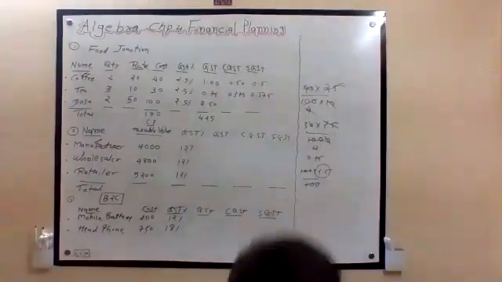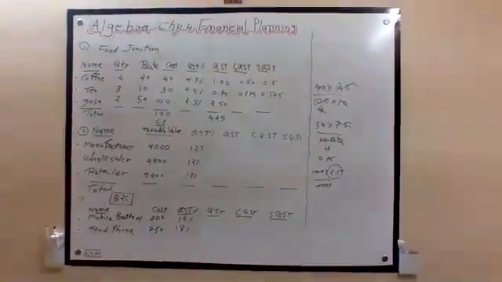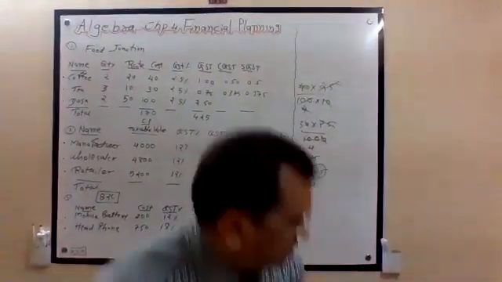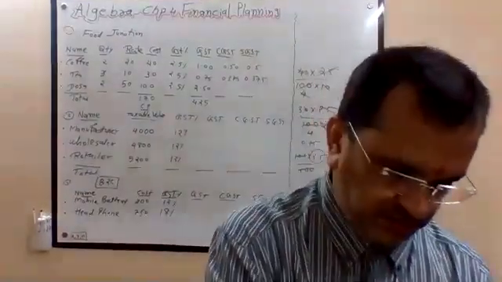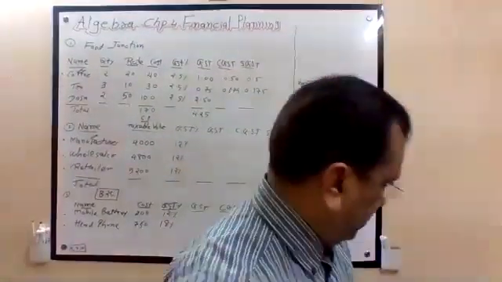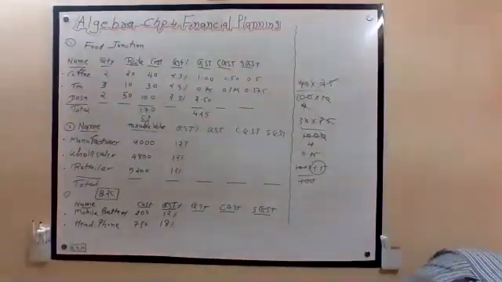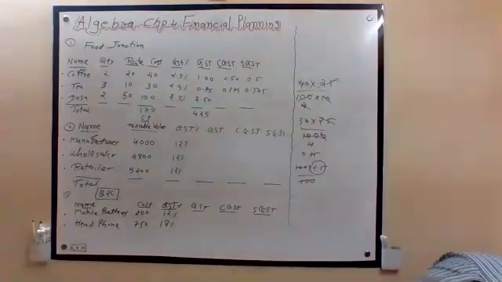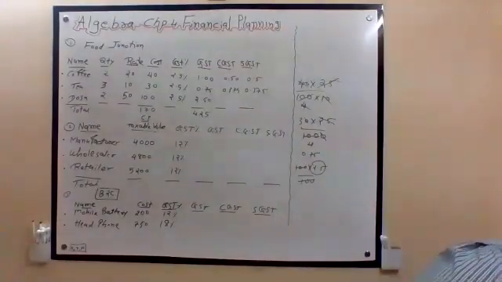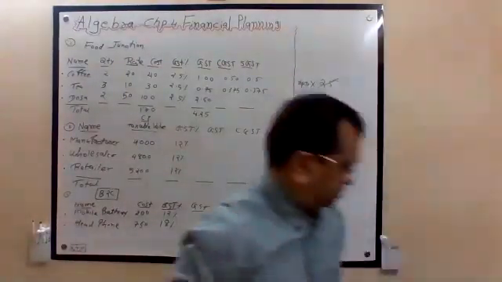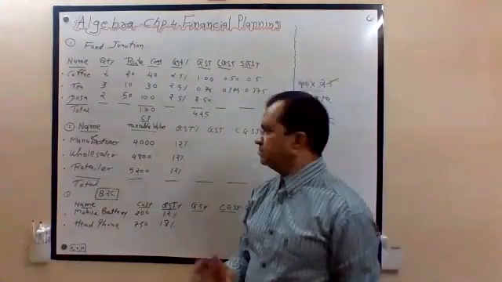Our board is not clear. Blur. Sir, blur. Okay, wait. Might be a network issue. Sir, your board is clear. It's the network issue.